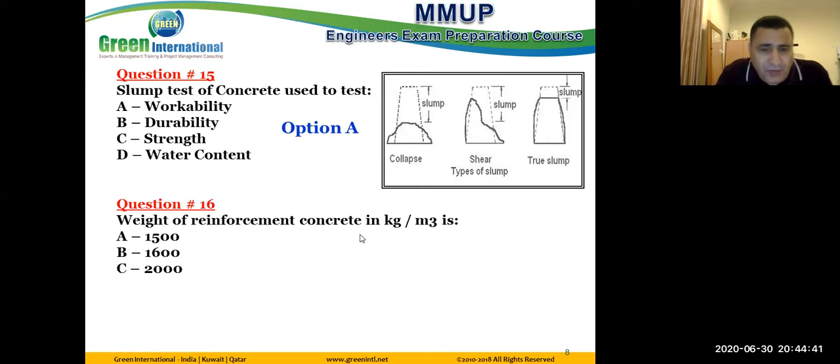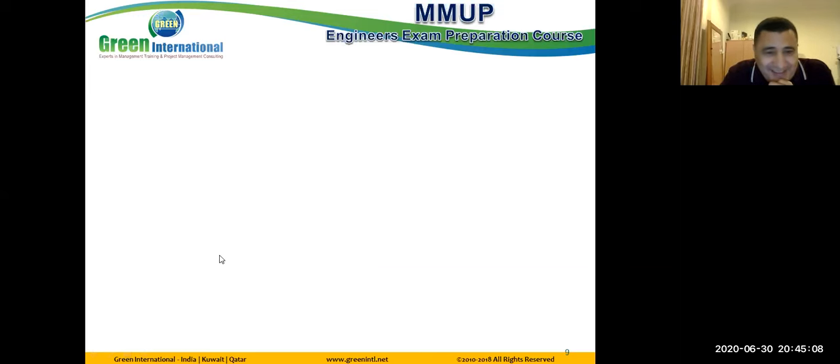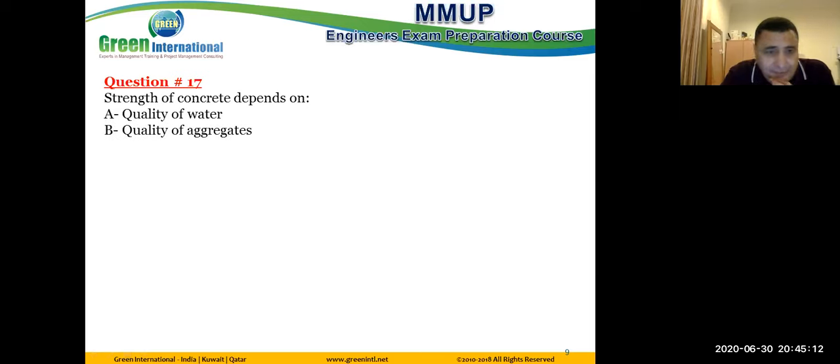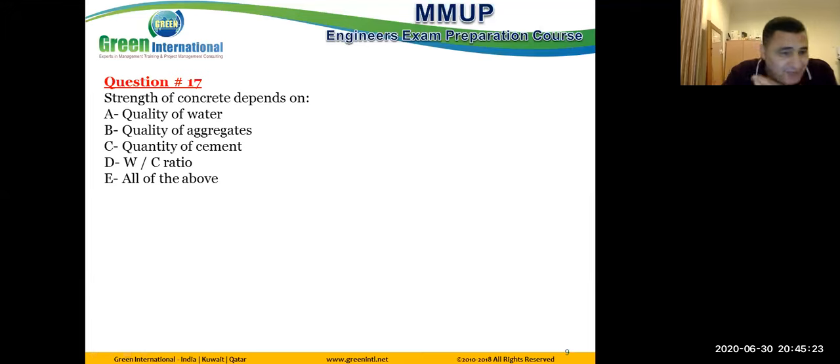Let us see. Weight of reinforced concrete in kilograms per cubic meter is? I told you. For sure, all of you, D. Let me see. D, okay. Number 17, strength of concrete depends on? Oh, we have very fast engineers, Manoj, Danusi, and we have Anwar, Sivanans, Nasser, Sayyid, oh wow. Very good. The answer is E.